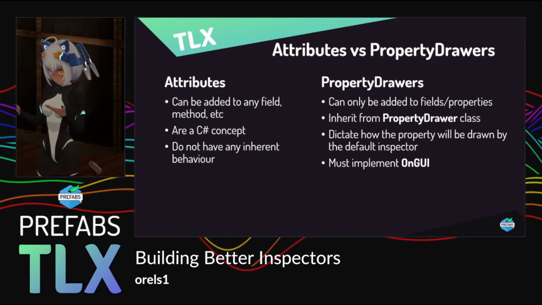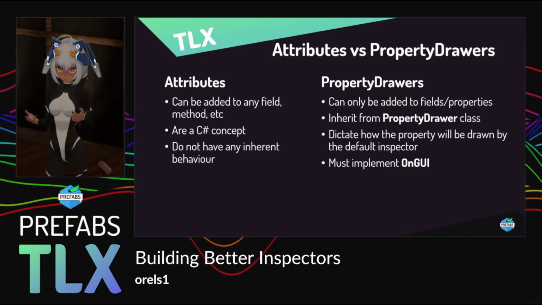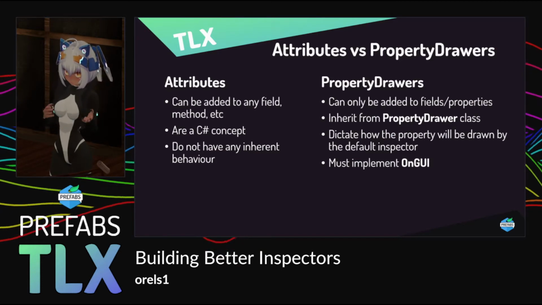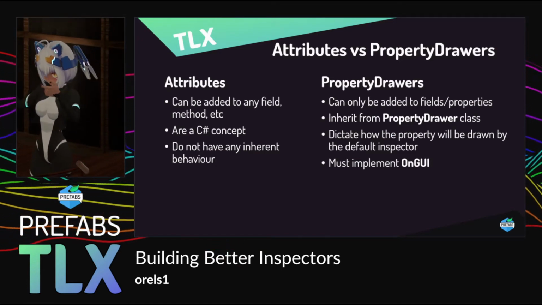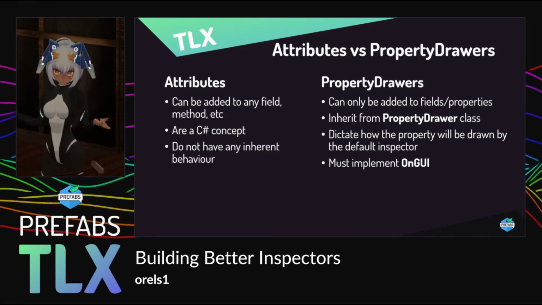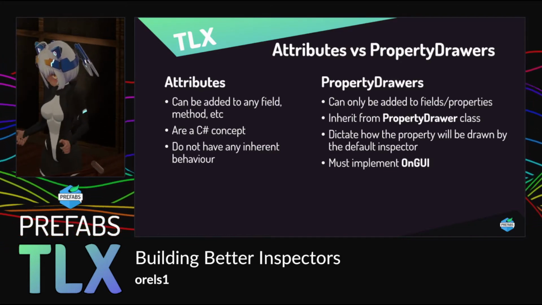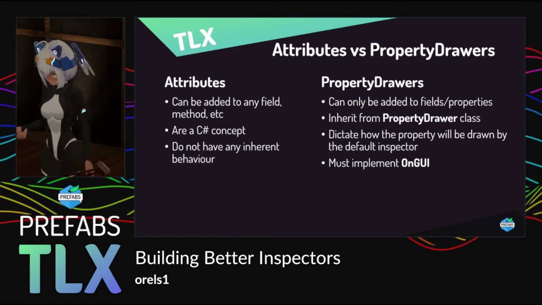Property drawers obviously can only draw properties. You cannot tell it to draw something for a method or anything else. It obviously only works if the field is drawn in the inspector, and it has to implement the GUI method to actually draw something, because otherwise you're not drawing anything.